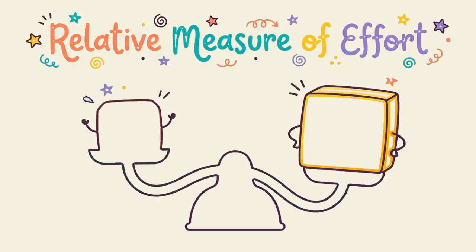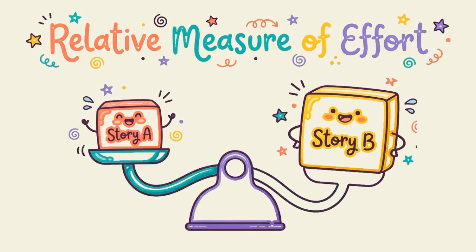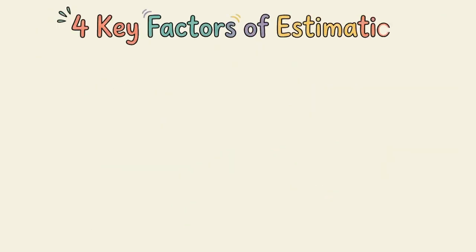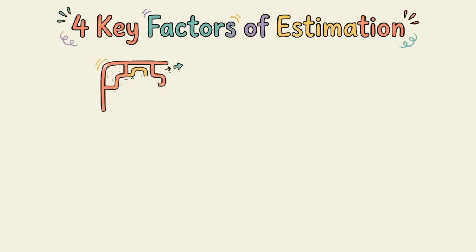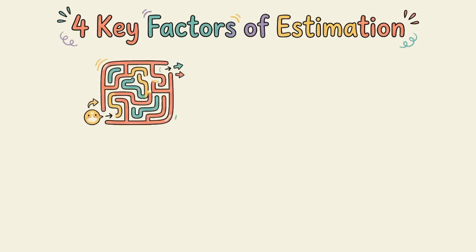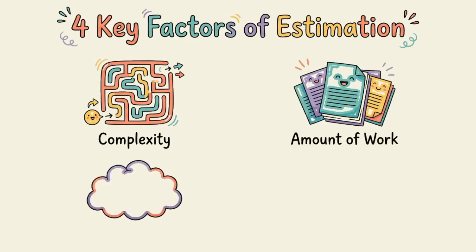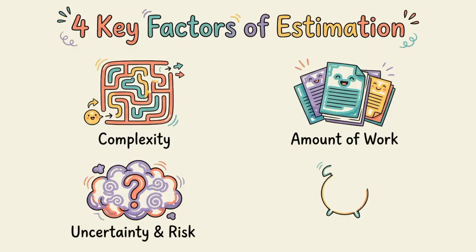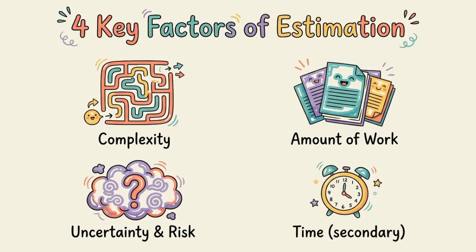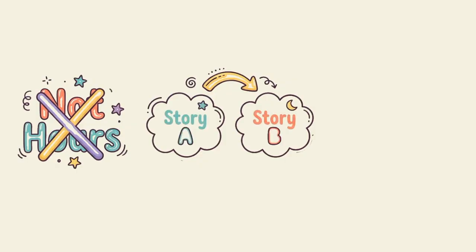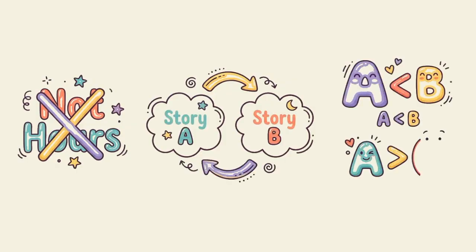They represent how big or small a story feels compared to other stories. When teams estimate story points, they consider four key factors. The first is complexity, meaning how difficult the solution is. The second is the amount of work involved. The third is uncertainty or risk, such as unknown requirements or new technology. And the fourth factor is time required, but only as one input, not the main driver. Instead of estimating in hours, teams compare stories with each other to decide which one is bigger or smaller.